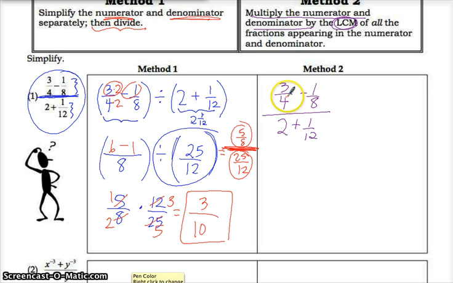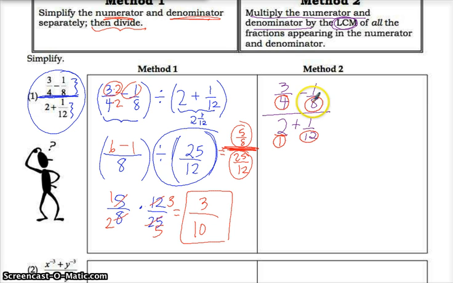Well, if I look at all my denominators across this complex fraction, I have a 4, I have an 8, remember this has an invisible 1, and this is a 12. So what number are 4, 8, 1, and 12 all divisible into? So they're all divisible into what? 12? No, because 8 times something doesn't give us 12.